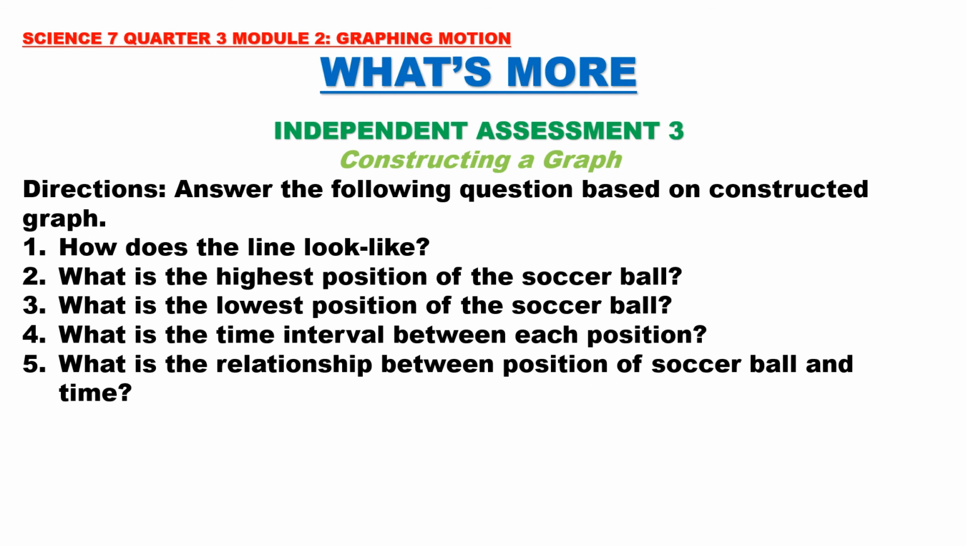And then you need to answer the following questions based on your graph. 1. How does the line look like? What does the line look like? 2. What is the highest position of the soccer ball? 3. What is the lowest position of the soccer ball? 4. What is the time interval between each position? What is the interval between each position of the soccer ball? What is the interval of time? And 5. What is the relationship between position of soccer ball and time? So in number 5, as the time increases, what happens to the position of the soccer ball?